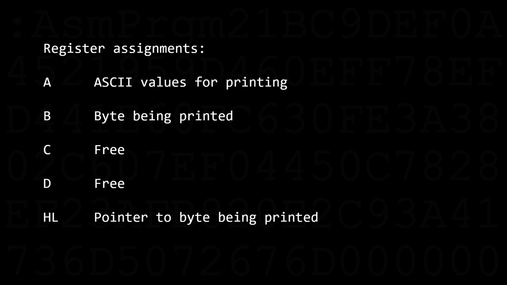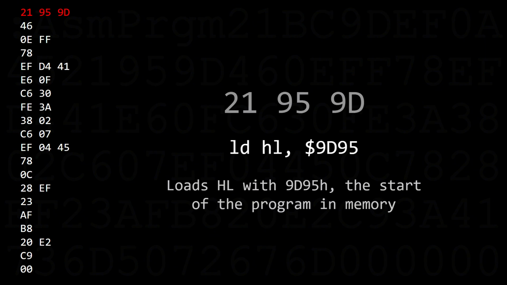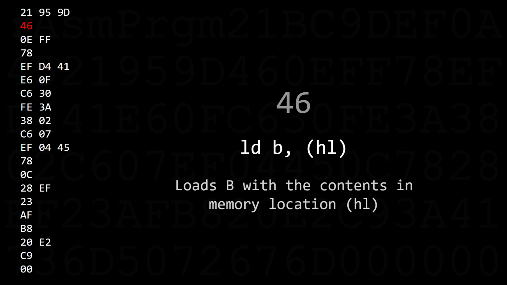We'll start by just printing 1 byte. First, we load HL with the address where our program is in memory, which is always 9D95. Then, we load B with the value HL points to. Now, we have the value we want to print, but we need to print it as 2 ASCII characters, one for the value of the upper 4 bits and one for the lower 4.